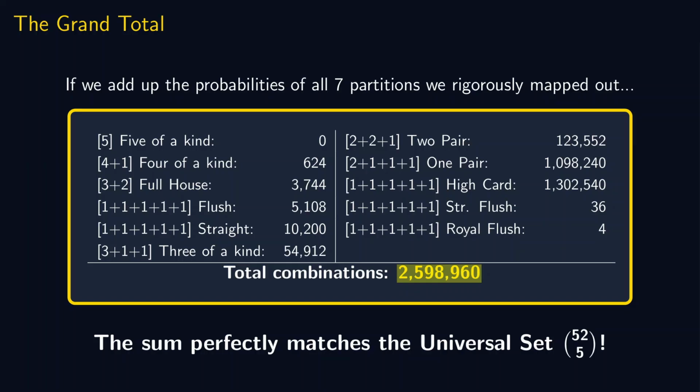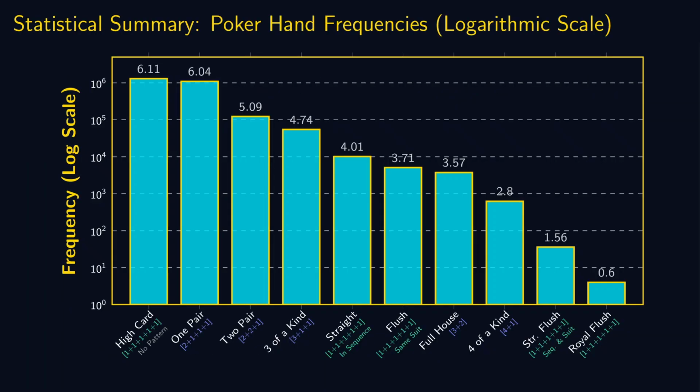Everything was derived. And finally, let us close with a visual sense of just how dramatically different these hand frequencies are from one another. We have a chart displaying all 10 hand types, from high card on the left down to royal flush on the right, plotted on what is called a logarithmic scale. On a logarithmic scale, each step upward on the vertical axis does not represent adding a fixed amount. It represents multiplying by a fixed amount, specifically by 10. So a value at the second grid line is 10 times larger than a value at the first, a value at the third is 10 times larger than that, and so on. We use a logarithmic scale here because the raw counts are so wildly different in magnitude that a regular scale would be useless.